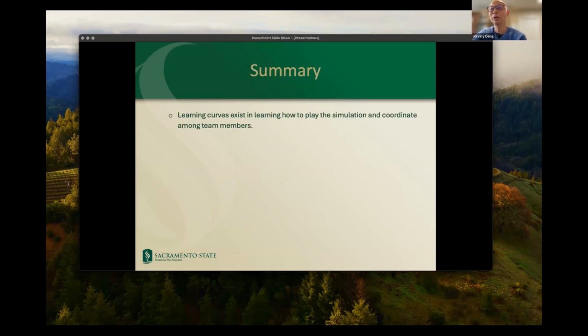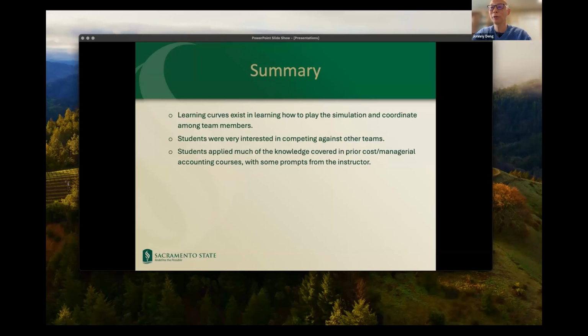So to summarize everything, there's a learning curve. You're learning how to play and how to coordinate among team members, who plays what, because the speed of the simulation is pretty fast, so they need to dedicate time. The students are very interested in competing against other teams. They apply a lot of knowledge. Suddenly they are able to recall what they learned, with the gamification reinforcing what they learned in previous classes.